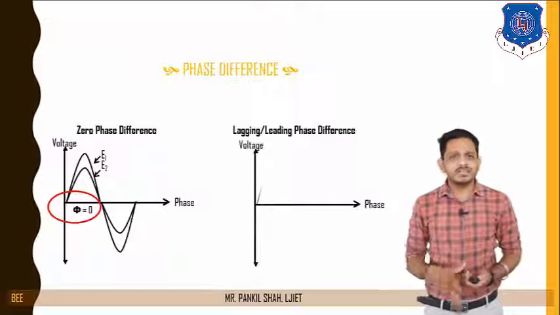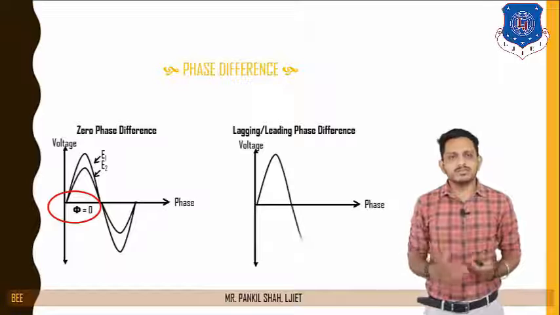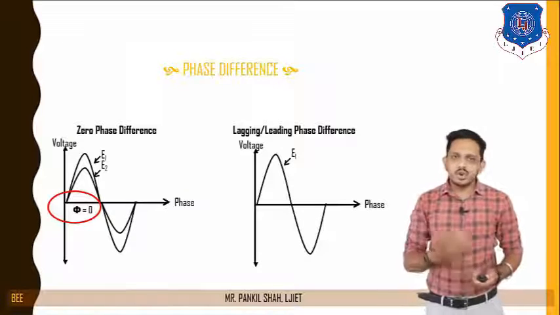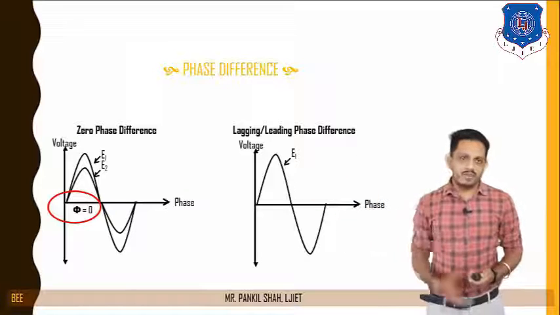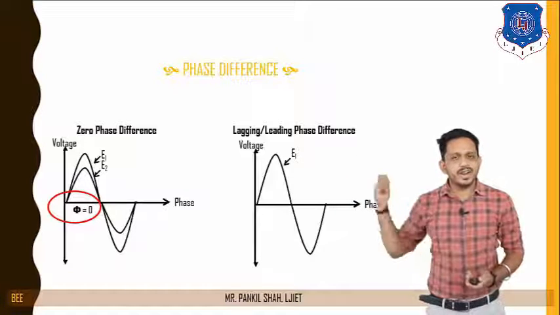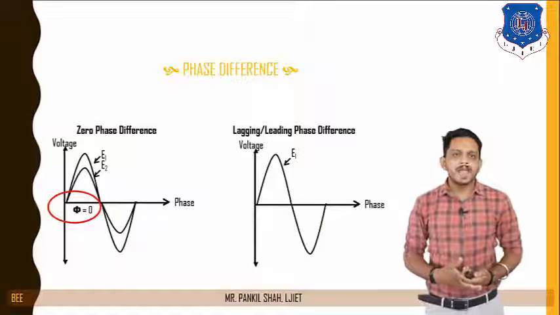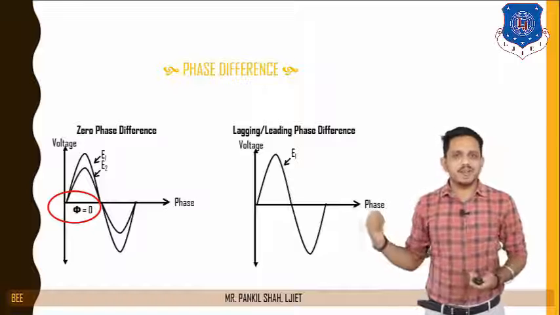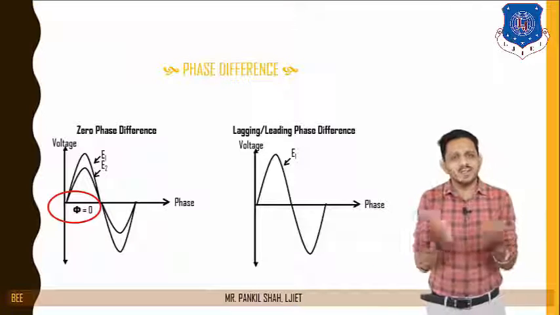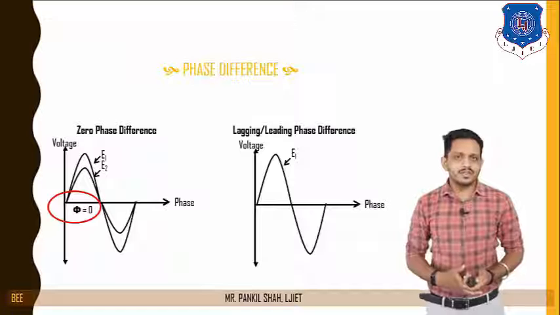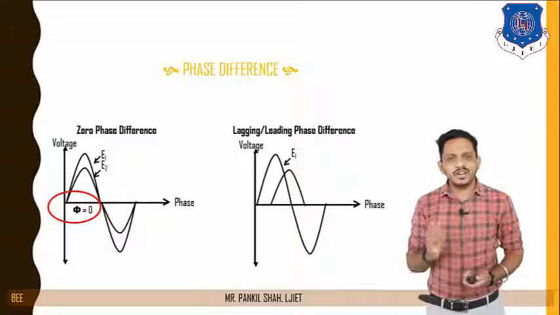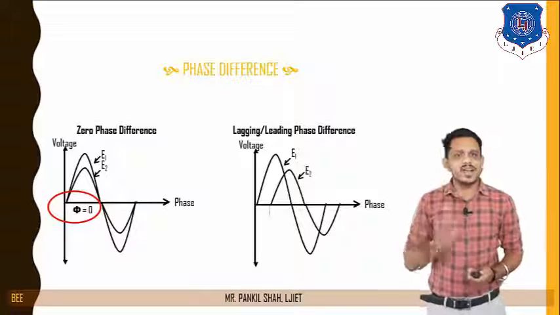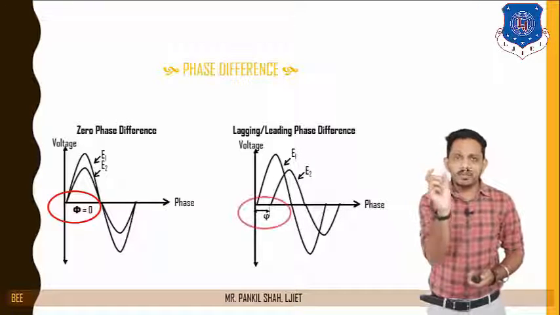Now let's see the leading or lagging phase difference. What do you mean by leading phase difference and what do you mean by lagging phase difference? Again, let's take the waveform, voltage versus some phase, and we have represented E1 as a reference. This E1 starts from 0 and completes at 360 degrees, so we can take E1 as a reference. Now let's take another quantity E2, which has not started at the same angle at the same time as E1 has started. So there will be some phase difference.